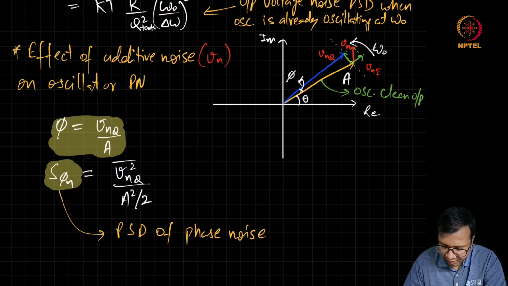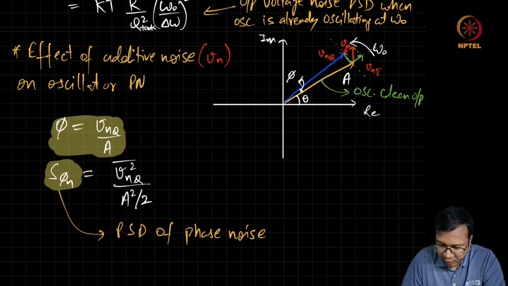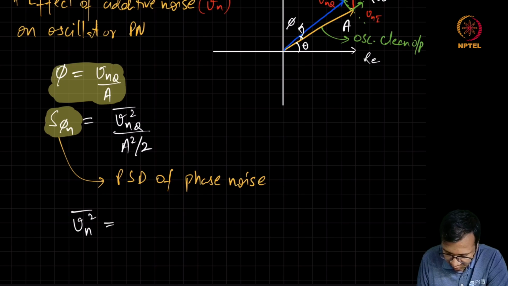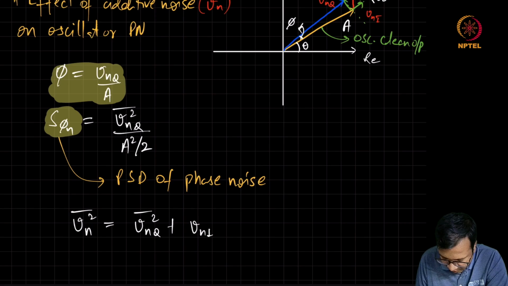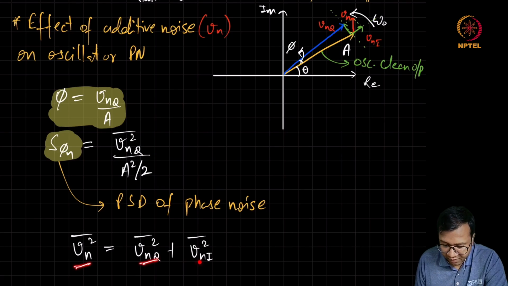So we can directly see that this V_nQ will result in the phase noise at the oscillator output. So if we know the PSD of V_n, we can make an estimate of the PSD of V_nQ, as we know that the PSD of V_n is going to be equal to PSD of V_nQ plus PSD of V_nI. So part of the additive voltage noise will contribute to phase noise, and part of it will contribute to the amplitude noise.